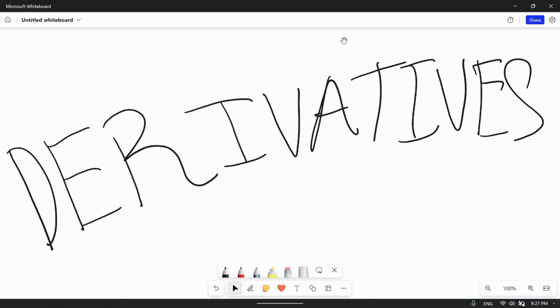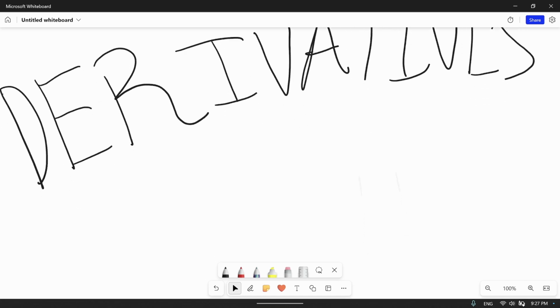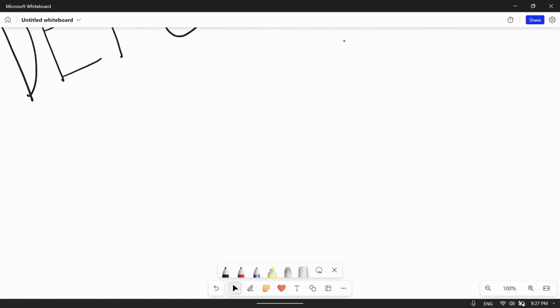So, what is a derivative? The derivative of a function is the instantaneous rate of change of a function. But before we get into that, first let me introduce you guys to the concept of average rate of change.